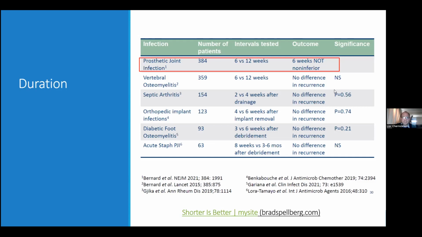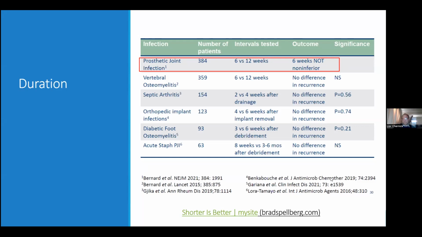But in the remainder of these trials, and there's a couple of other ones I haven't put on here, vertebral osteomyelitis looking at 6 versus 12 weeks, and this is in patients with no surgical intervention. Septic arthritis, where classically we were taught 4, even 6 weeks. This was after drainage. 2 weeks was found to be adequate, with no difference in recurrence. Orthopedic implant infections, and this is with removal of the implant. Again, you can get away with a shorter duration of therapy, 4 weeks potentially. There was also no difference in recurrence.